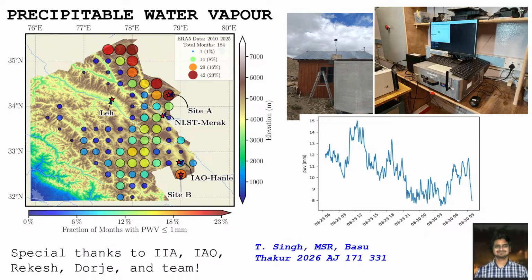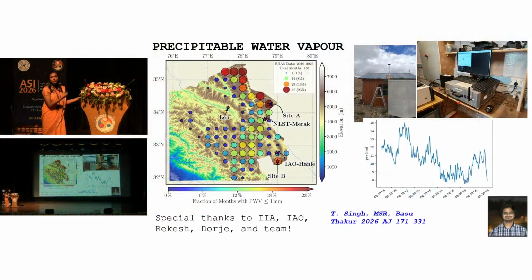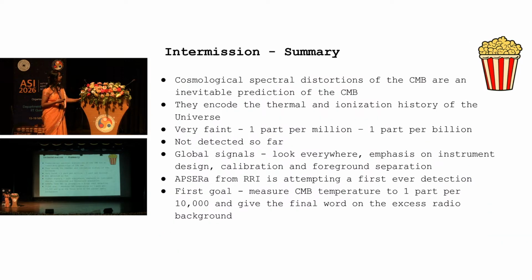And we find that overall Ladakh is extremely promising and underutilized, and this will also feed into Indian efforts for submillimeter astronomy. To make measurements of the water vapor, we have gone out and deployed GNSS based receiving systems at IAO Hanle a couple of summers ago, and we are looking at the data now. And I'd like to thank IIA, IAO and the whole team that helped us set this up.